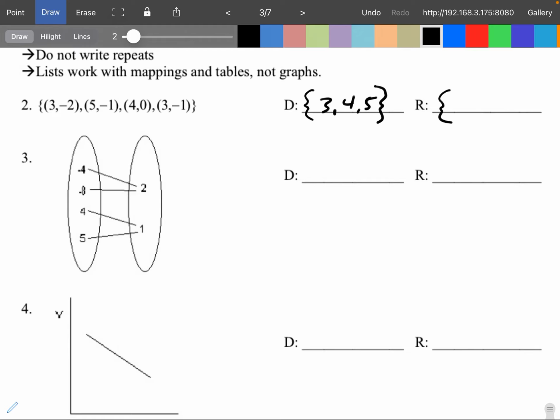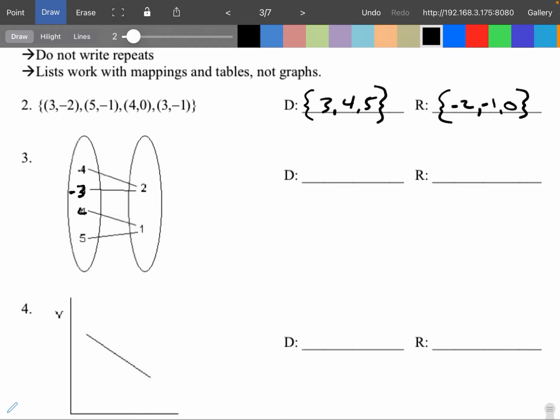And then somebody raise their hand and tell me, what are the range values? Damien? 2, -1. And one other one. 0. Yeah, 0 also. You see the 0 there on the third point, Damien? And again, usually you'll put them in numerical order. So we got -2, -1, and 0. And again, we don't write the -1 twice. We're just saying what y values are there? Well, there's 3 y values. The range is the set of all the y values.